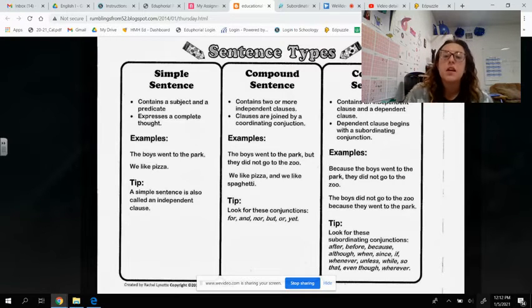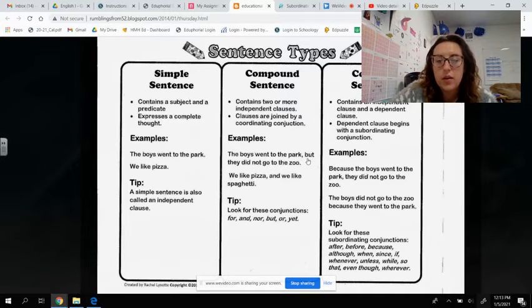Okay, compound sentence. Compound is just 2 things, okay? So it's 2 complete sentences or more, but minimum of 2, okay? So 2 independent clauses, 2 complete thoughts, 2 sentences. You can join them with a comma and a conjunction, or you can join them with a semicolon. Remember, okay, they don't say that on this one. The boys went to the park, but they did not go to the zoo. We like pizza, and we like spaghetti, okay? You could technically take out this and take out this comma and put a semicolon right there. These are basic, though, so they're not wanting to confuse you, so they haven't brought that in yet.